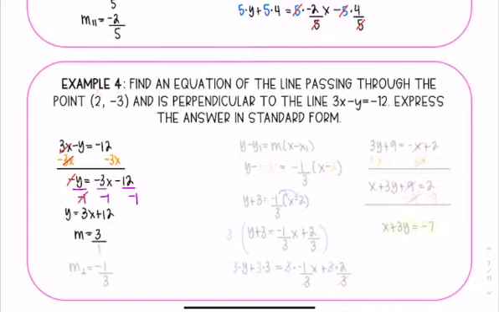And we want to find the perpendicular slope, which is the opposite reciprocal. So this is going to become negative, and we're going to flip the fraction. And so my new slope is going to be negative 1/3. Again, we're going to plug this into point slope form. We have our point, which is 2, negative 3, and we have our slope that we just found, which is negative 1/3.